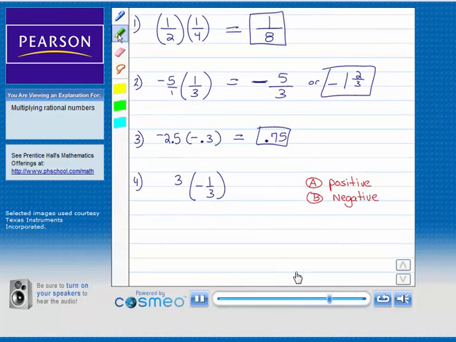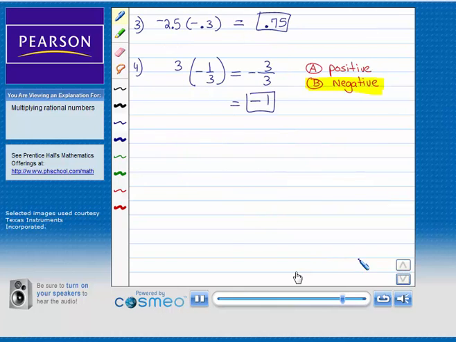Your answer should have been B, negative. So when I multiply a positive number times a negative number, I'm going to get a negative answer. For this one, 3 times 1 is going to give me 3. And then I have a 3 for a denominator here, so it's a negative 3/3. My final answer is going to be a negative 1.